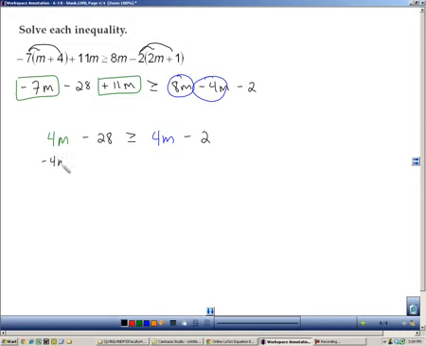So when I subtract 4m, I get no variables. So my variables drop off. And we ask ourselves, is this inequality true? Is negative 28 bigger than negative 2? The answer is false. And when you have an expression that's false, your answer is no solution.